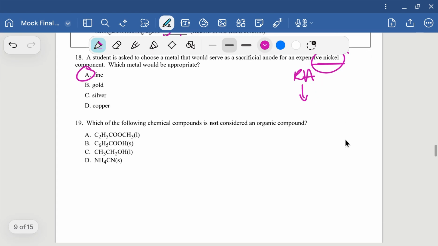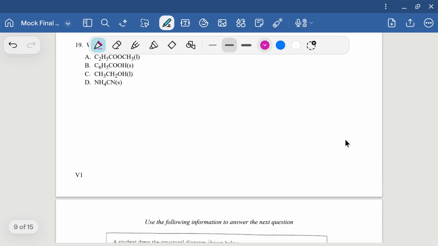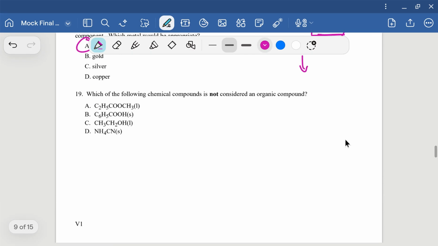The next one, we're going into organic compounds, so that we're going into the organic section. Which of the following would not be considered an organic compound? We want to remember those items that are not organic, like this CN molecule or ion. So this one would be not organic.